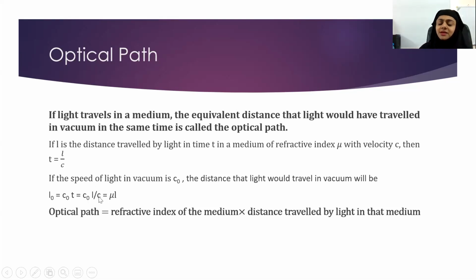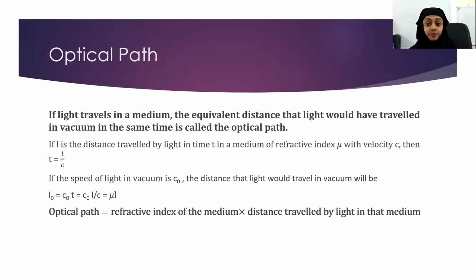What is c naught by c? What is the velocity of light in vacuum divided by the velocity of light in the medium? Refractive index of that medium. So c naught by c is equal to mu, refractive index. So we got the relationship between the optical path and the distance traveled by light in the medium. Optical path is equal to refractive index of the medium multiplied by distance traveled by light in that medium.